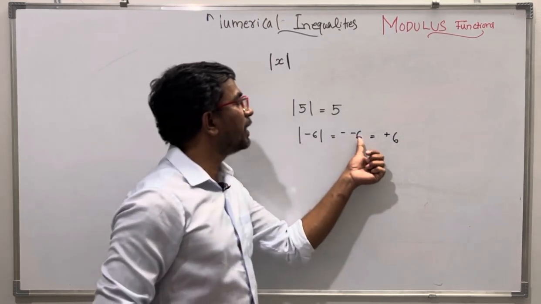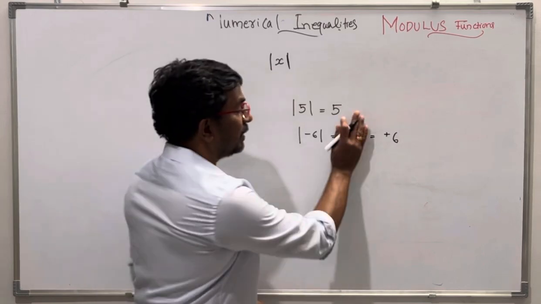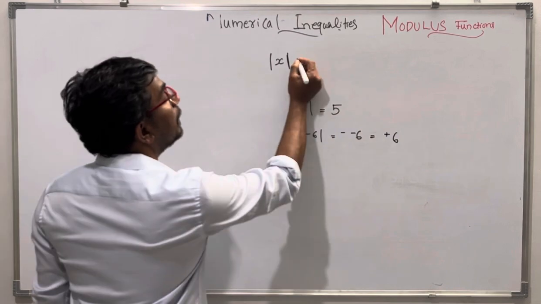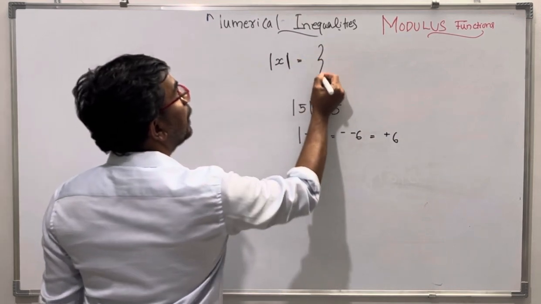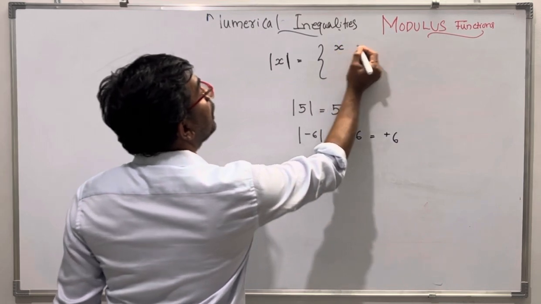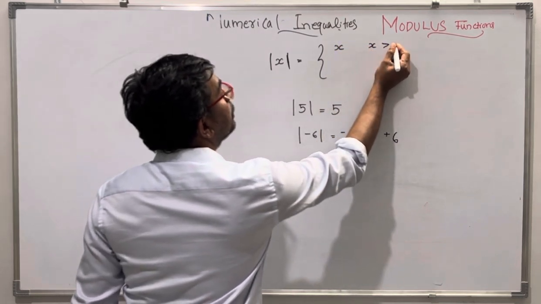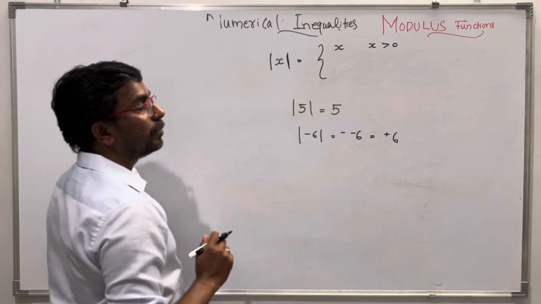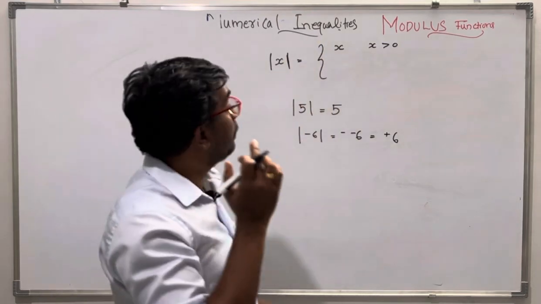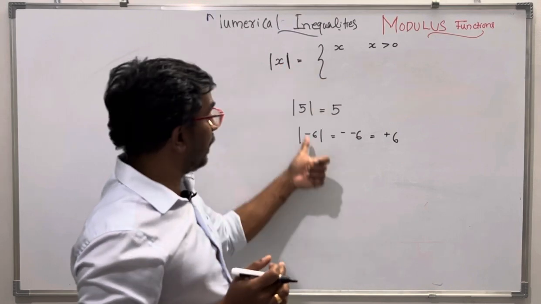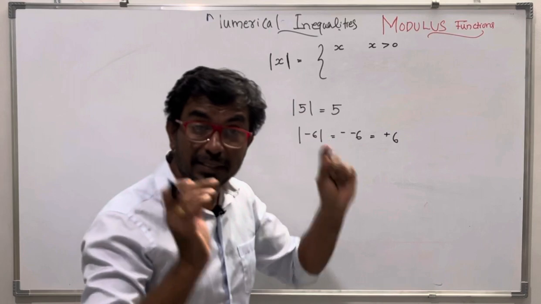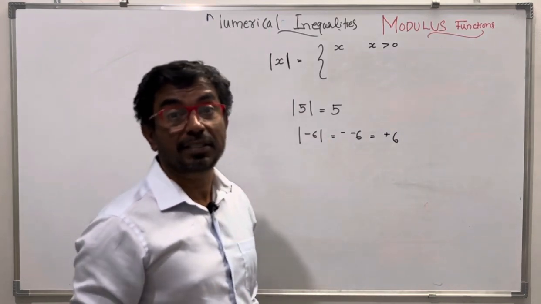In case of numbers, I don't have to write this step. I can just skip, directly write 6. But what about the variable? A variable, you have 2 options as I said. No, actually 3 options. I can say this will be x only if x is already positive. If already positive, mod x will be equal to x only. If x is negative, likewise, you cannot see that negative sign, but that x itself is a negative value.